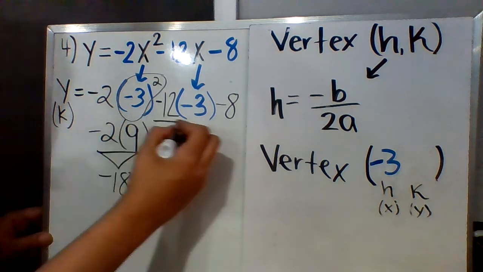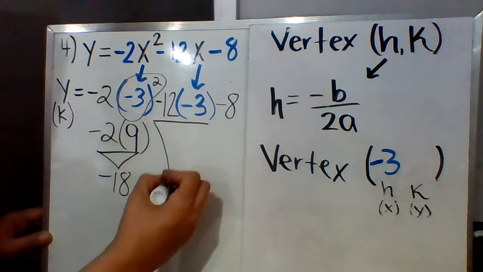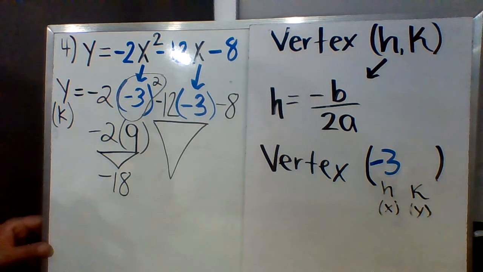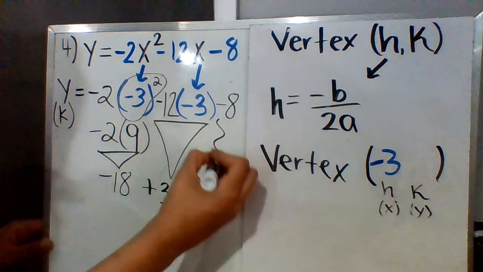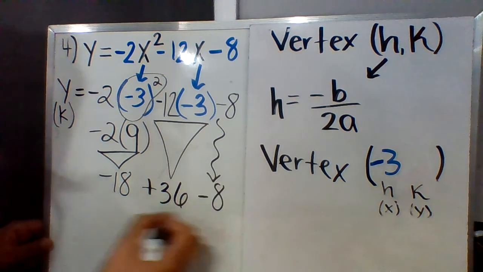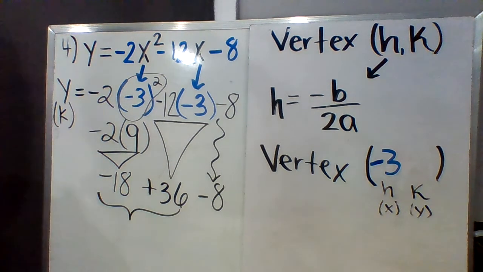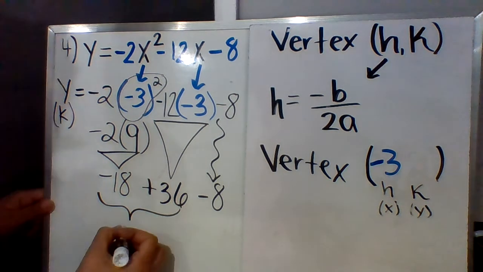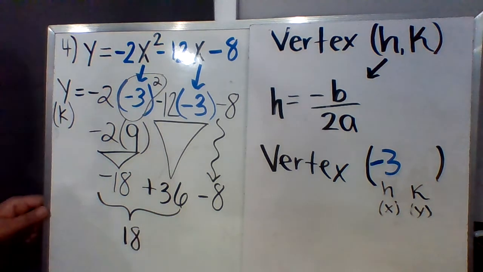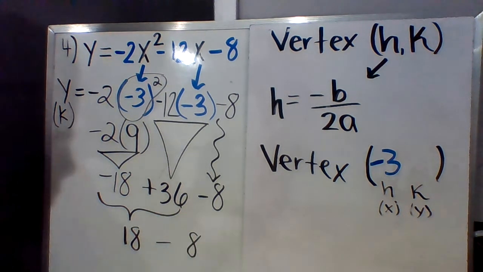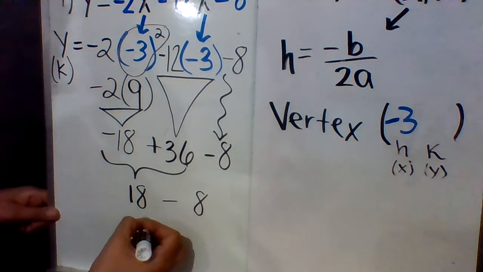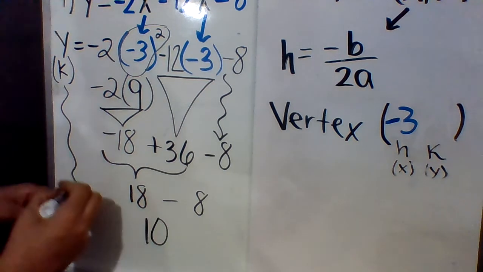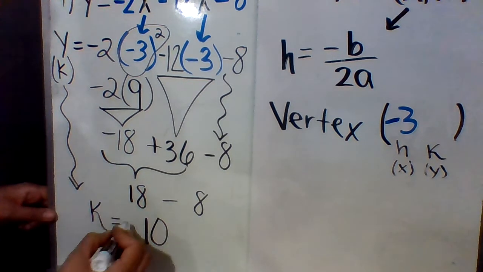And then here we have a -12 times a -3. Again, a negative times a negative is a positive. 12 times 3 is 36. And then we're going to drop this -8. When we put these things together, -18 plus 36 is going to give me +18. And then we're going to drop this -8. And 18 take away 8 is going to give me 10. And so my K, or my Y value, equals 10.